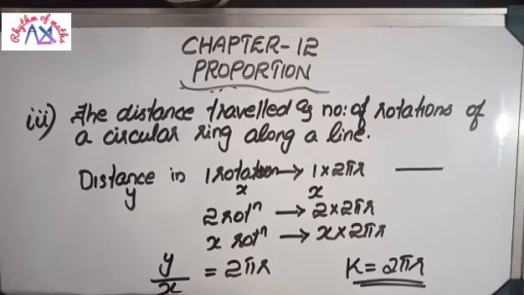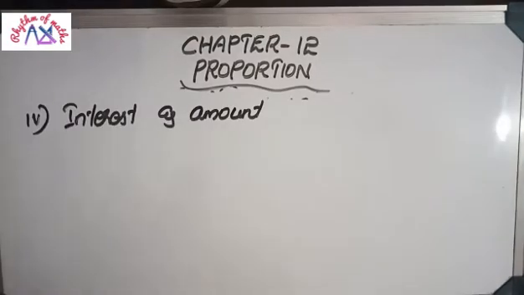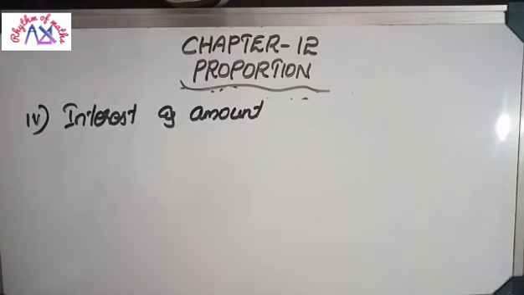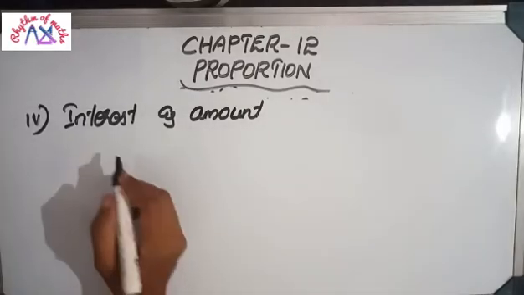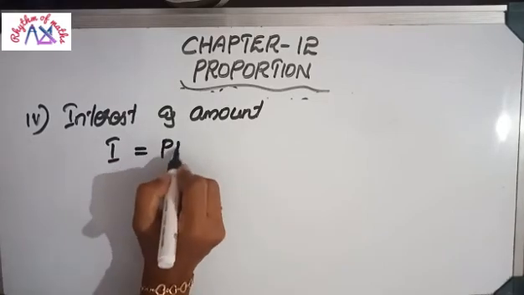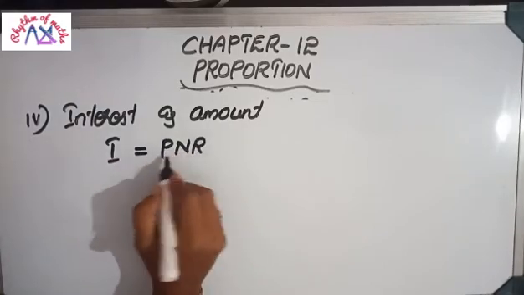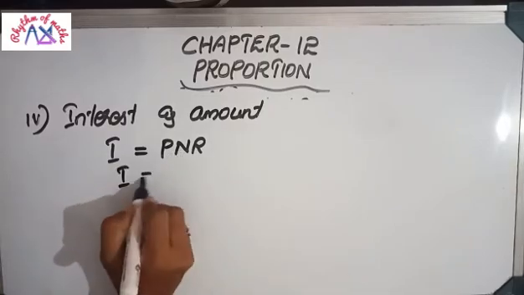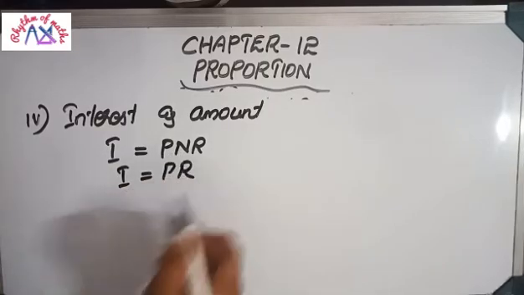Next is the fourth sub question: interest and amount for an annually compounding scheme. Are interest and amount in proportion? What is the equation? The interest equation is I equal to P n R. Annually compounding means the number of years is 1, so we can write it as I equal to P R.